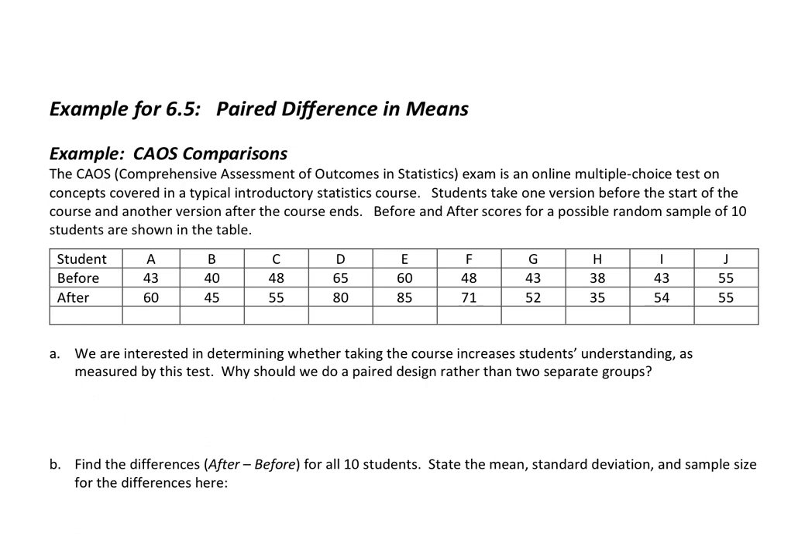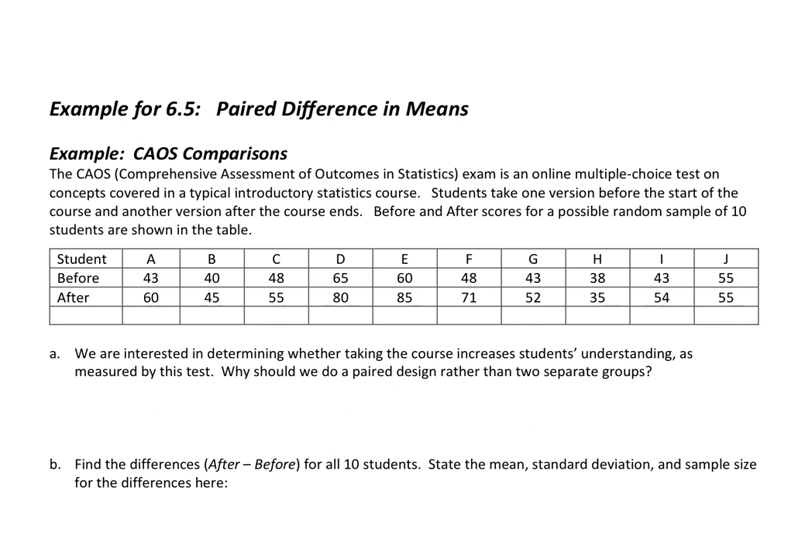So this example is about the comprehensive assessment of outcomes in statistics. It's an exam and is an online multiple choice test on concepts covered in a typical introductory statistics course. Students take one version before the start of the course and another version after the end of the course. So you can see how this is matched pairs, because it would be the same student doing a before and an after. So before and after scores for a possible random sample of 10 students are shown below. So we have students A through J, they have the before scores and the after scores.